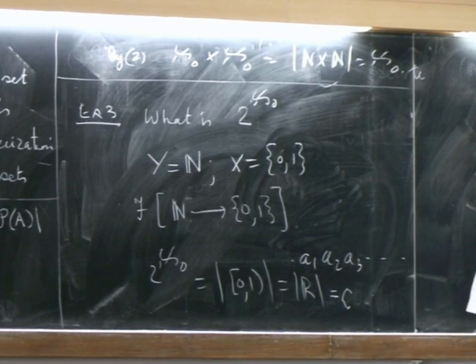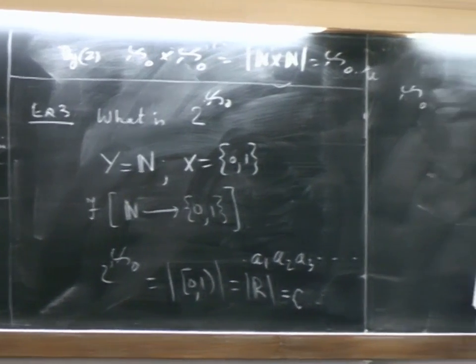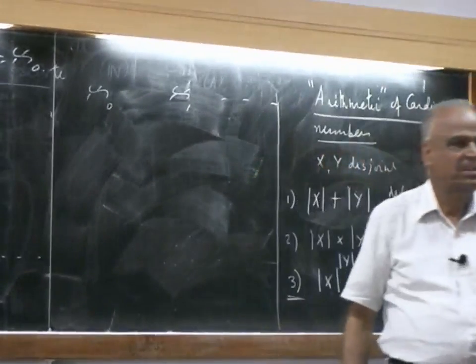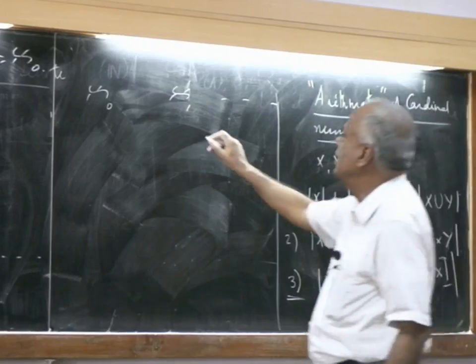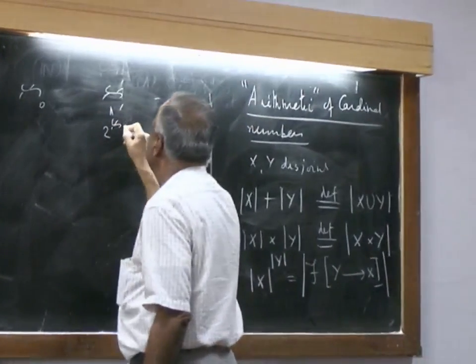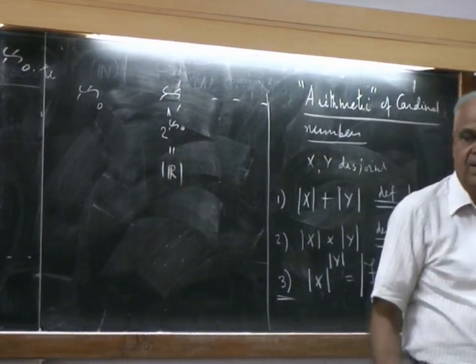So now what have we got? We have got this string: this was the 2 to the Aleph naught, and this is the same as the size of the real numbers.